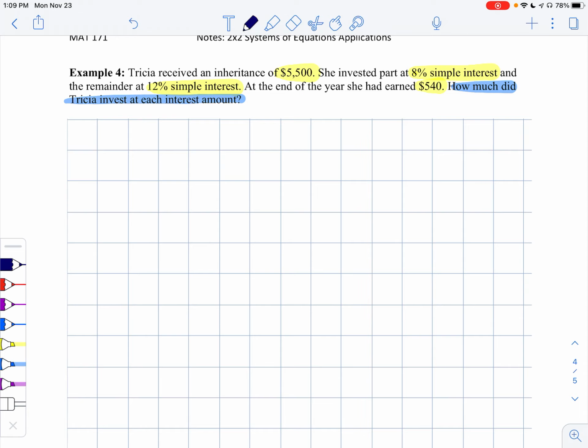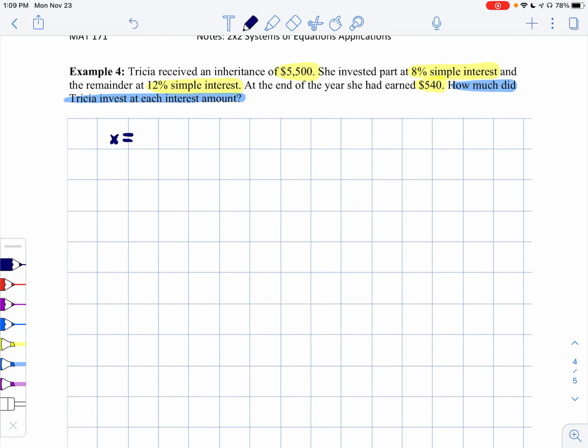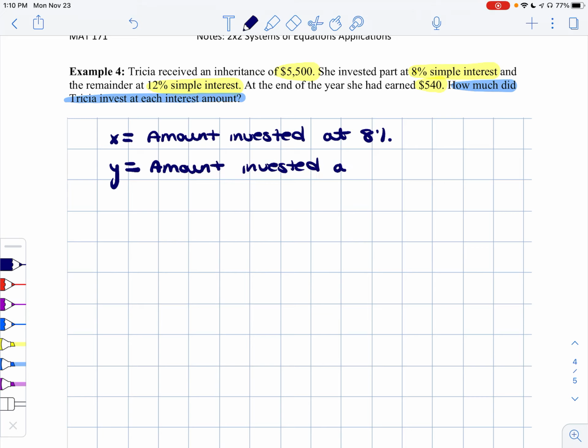All right, so as usual, we're going to start by defining our variables. So what we're being asked on this one is how much did she invest at each interest amount? And our two interest amounts are the 8% and the 12%. So I'm going to go ahead and let x equal the amount invested at 8%. And I'm going to let y equal the amount invested at 12%, okay? Because those are the two things that we're trying to find on this one.